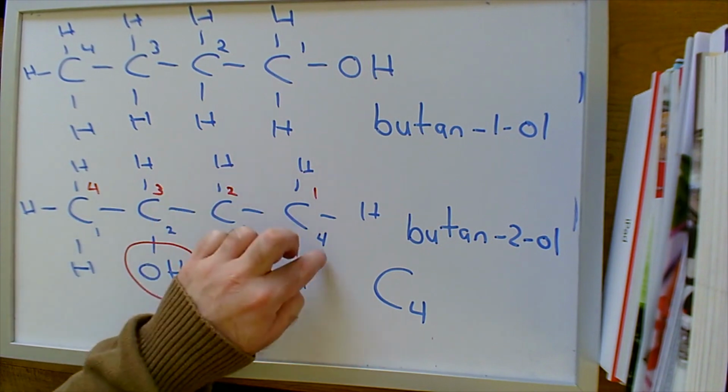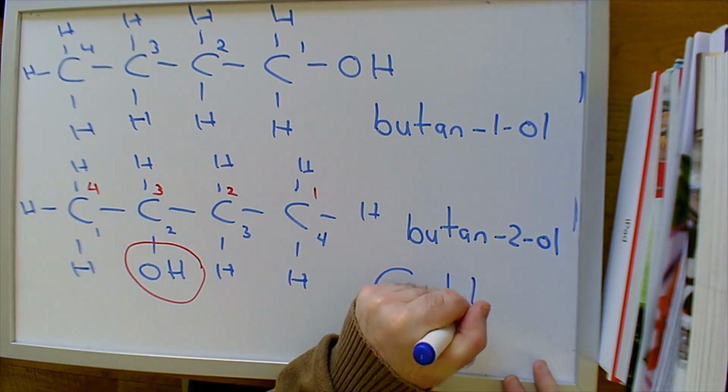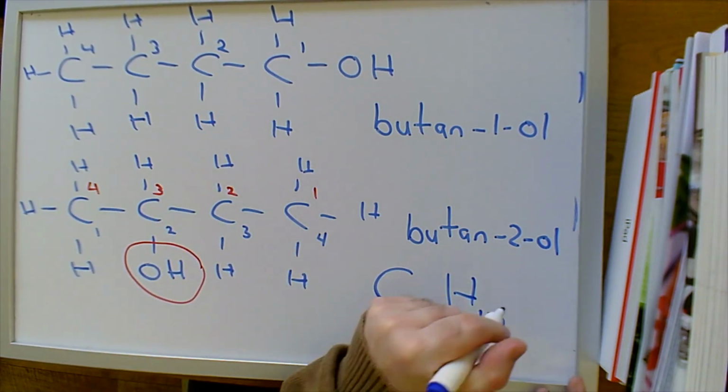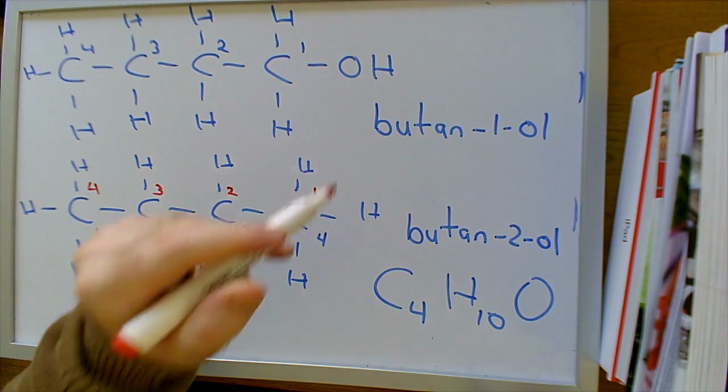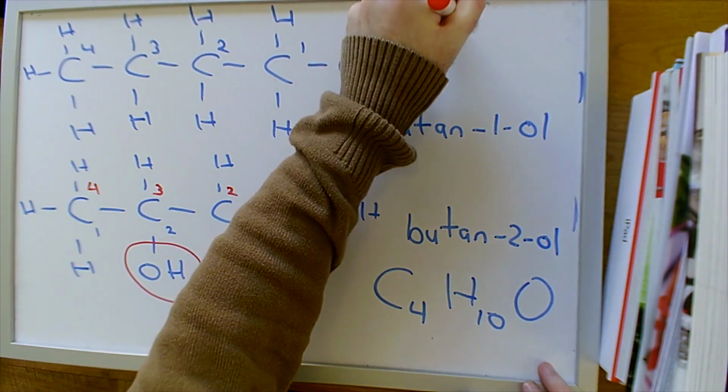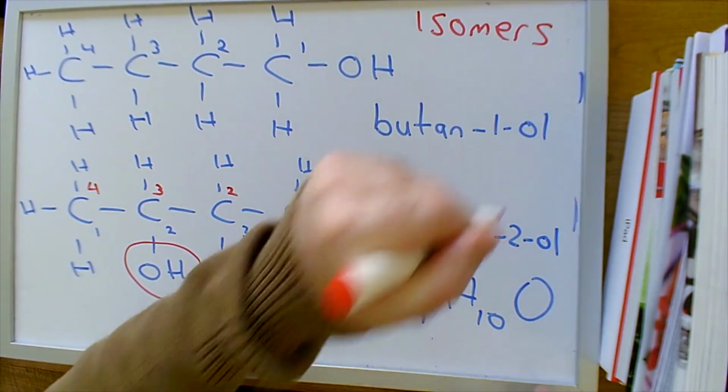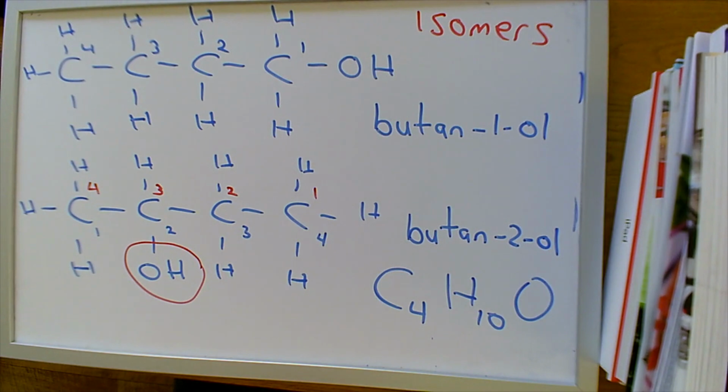So if we look at this now, our molecular formula is C4H10O. Both butan-1-ol and butan-2-ol have the same number of carbons, hydrogens and oxygens, but they have different structures. They're isomers.